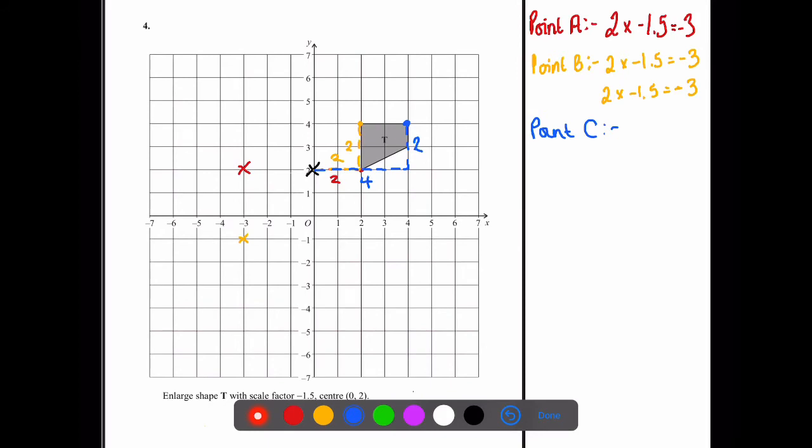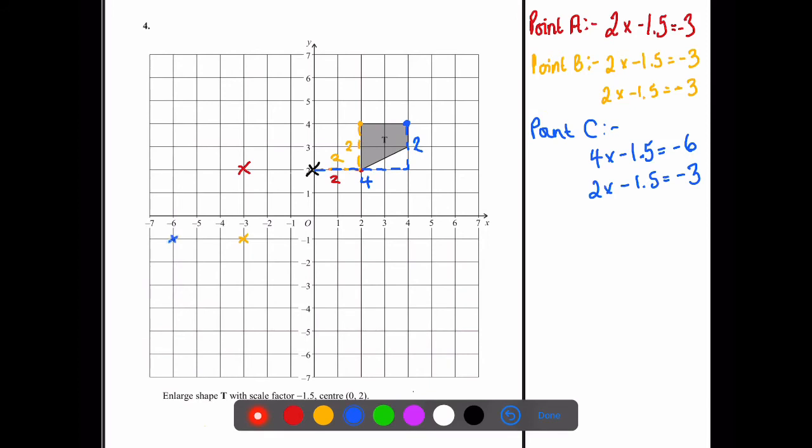we have 4 times minus 1.5, which will give us minus 6, and 2 times minus 1.5, which will give us minus 3. So again, from our centre, we're going to go minus 6. So 1, 2, 3, 4, 5, 6, and minus 3. 1, 2, 3, giving us a point just there. So that can go in just there. Minus 6, minus 3. And then finally, we can probably join them together.